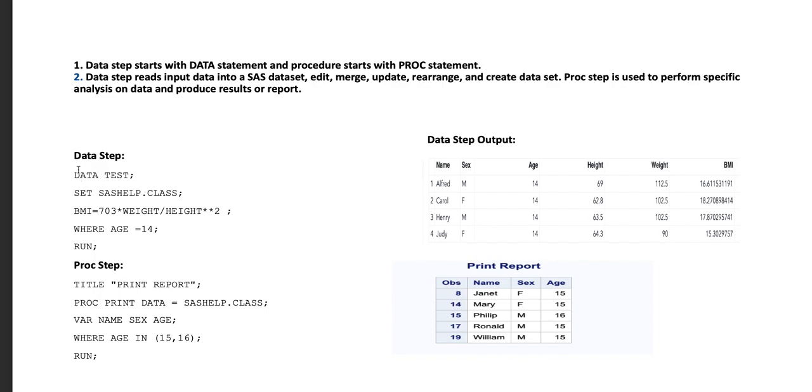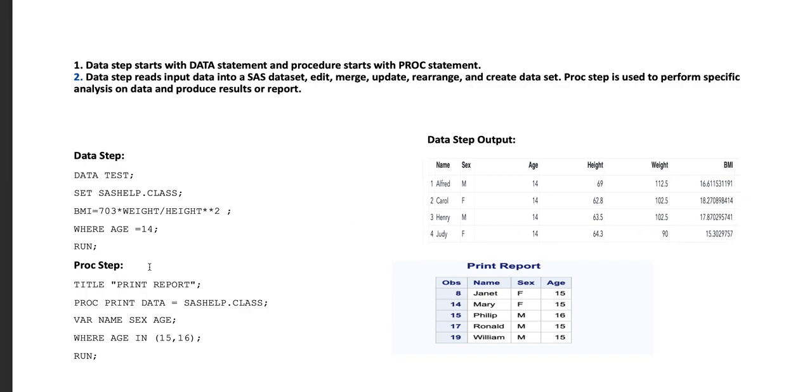This first program is a data step. The program starts with a data statement, where we can create a new variable, that is BMI. And also we can control the record number by using the where condition. In this program, we are trying to take the records where age equals 14. When we run the data step program, we will obtain the result as shown in the right side of the window. We will obtain only 4 records which have age 14. And also the program has created a new variable, that is BMI.